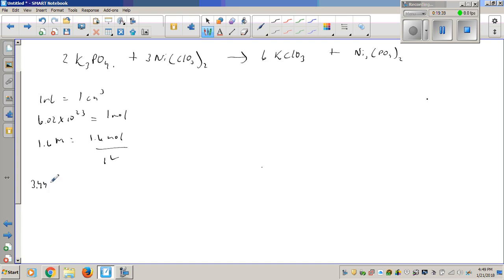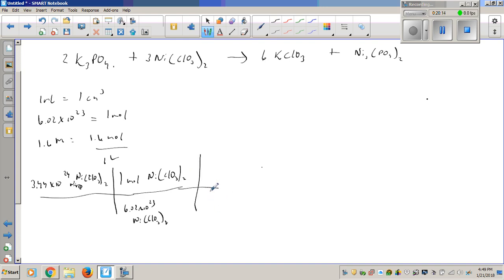So we start off with 3.44 times 10 to the 24th of the Ni(ClO3)2, and we know that 6.02 times 10 to the 23rd of the Ni(ClO3)2 is equal to 1 mole of Ni(ClO3)2, and that 3 moles is equal to 2 moles of the potassium phosphate. And since we know the concentration, we can say that 1.6 moles K3PO4 is equal to 1 liter.